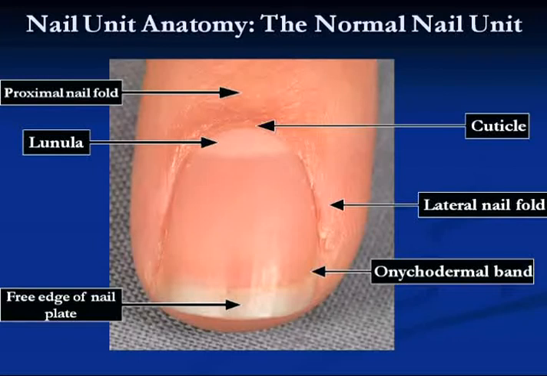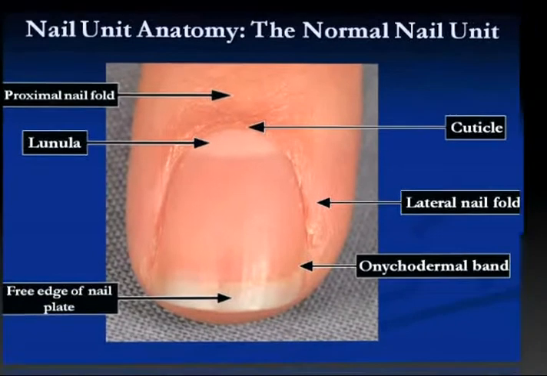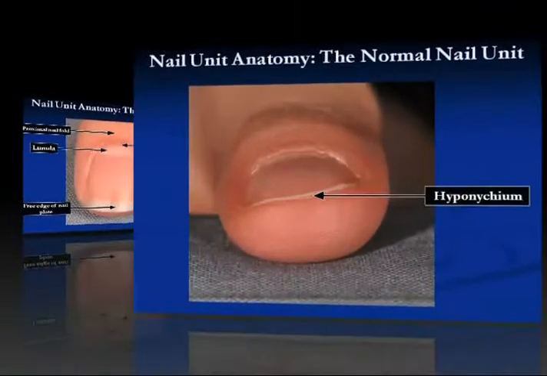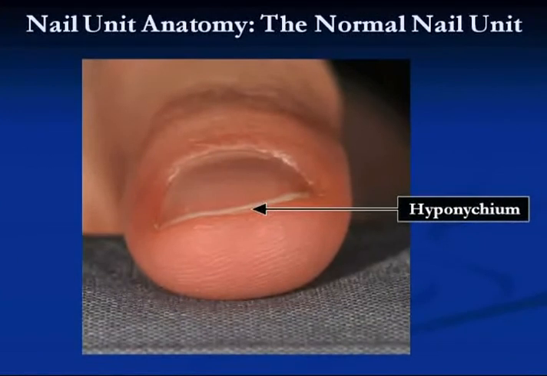If you look head on at a nail, this area right here is called the hyponychium, and again, the area where there are some histologic changes that are distinctive, and also where we worry about infections starting.